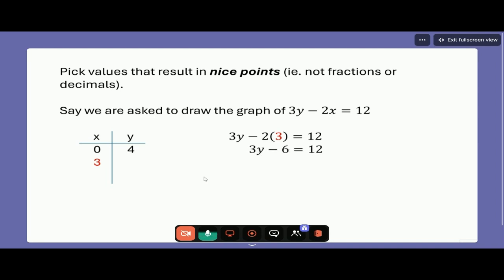2 times 3 is 6. Add 6 to both sides. 3y equals 18. Divide both sides by 3. y equals 18 over 3, which is a nice whole number, 6.